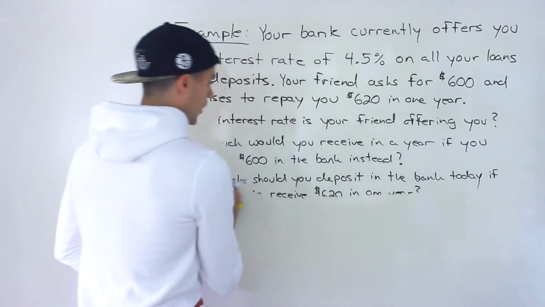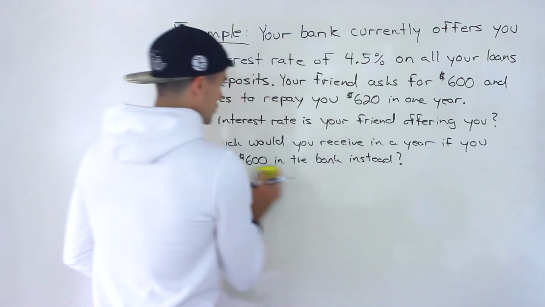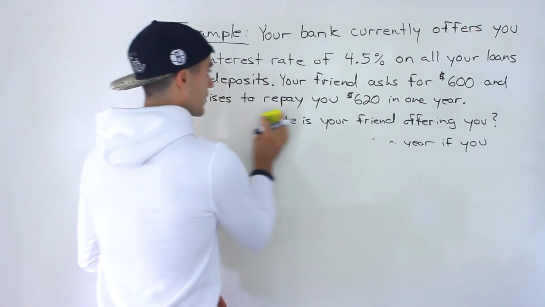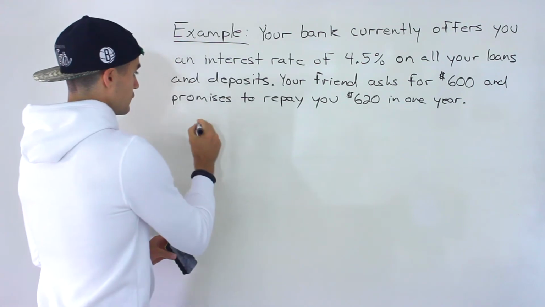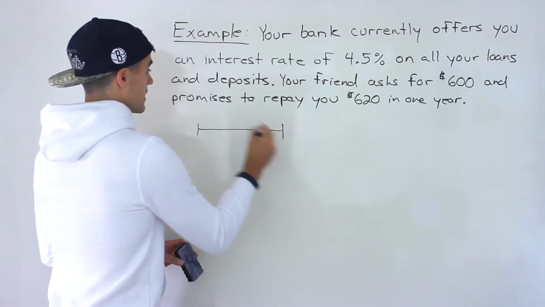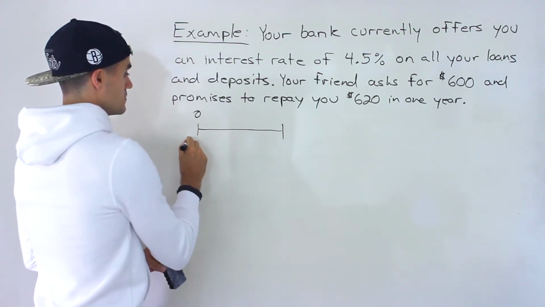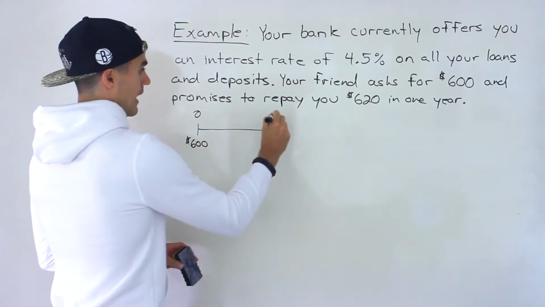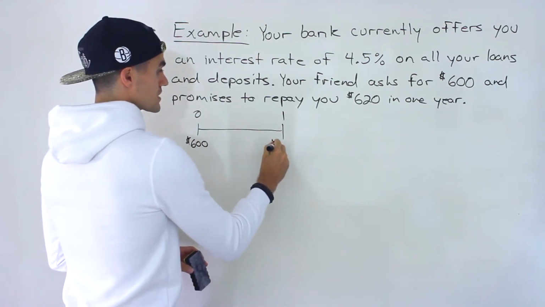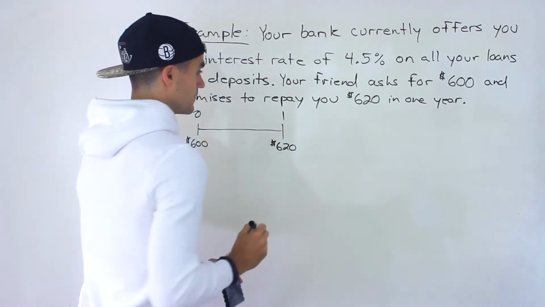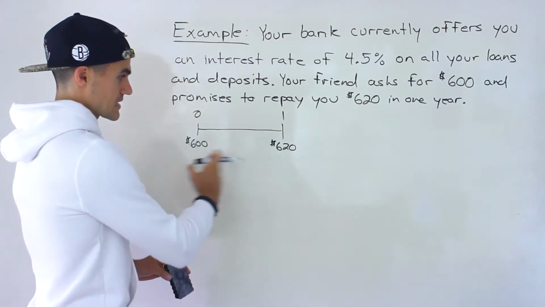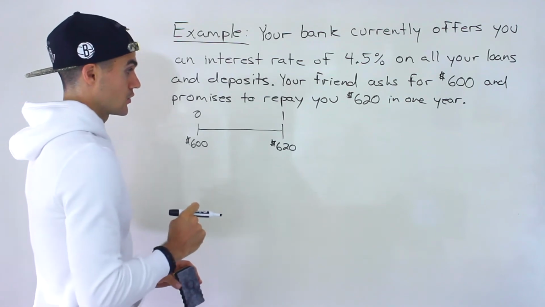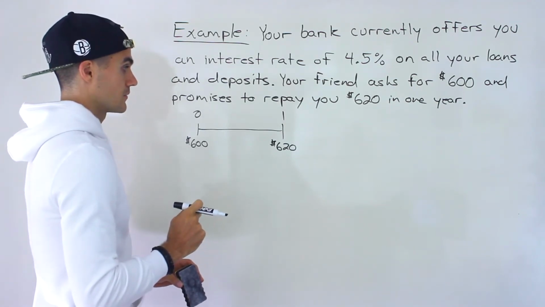So starting with number 1, what interest rate is your friend offering you? Well, your friend is asking for $600 today, so in time 0, and then they're going to repay you $620 in 1 year. And so question 1 is asking, what interest are you earning on this deal here?